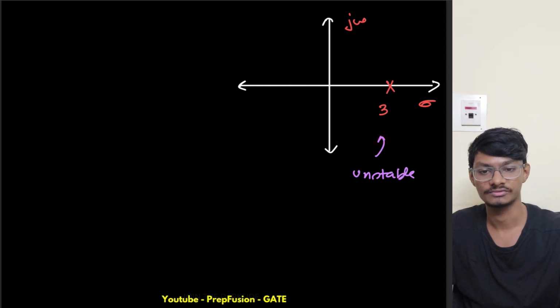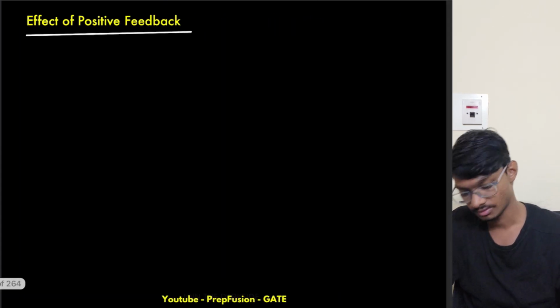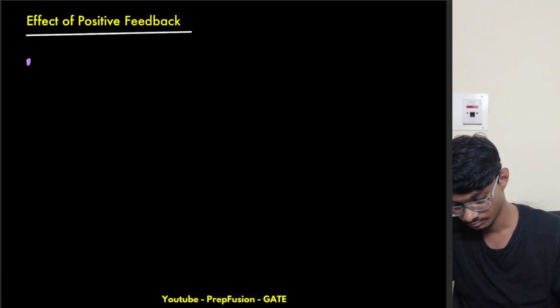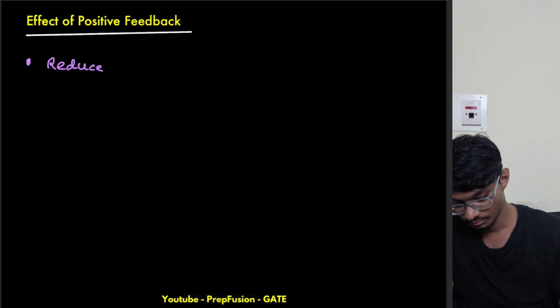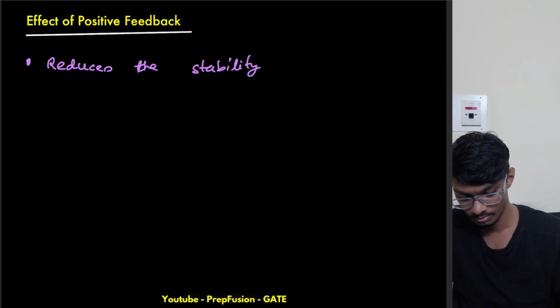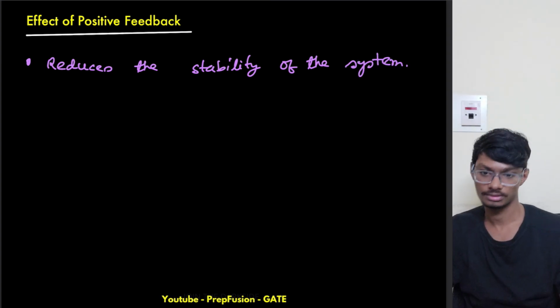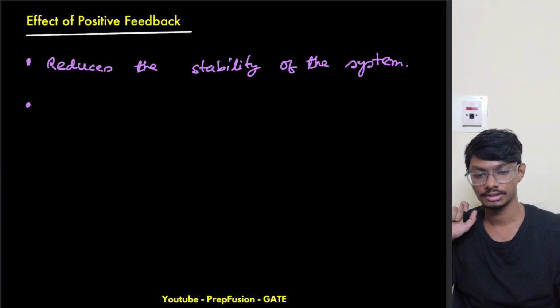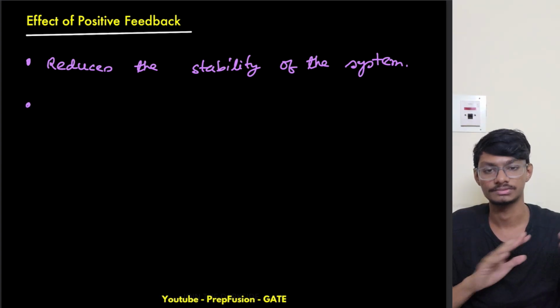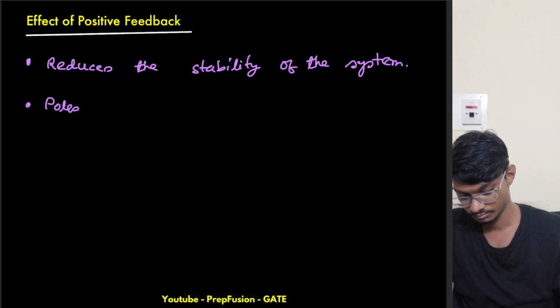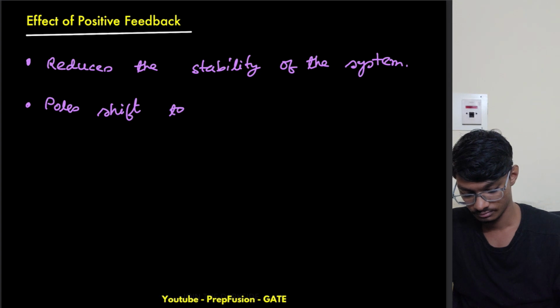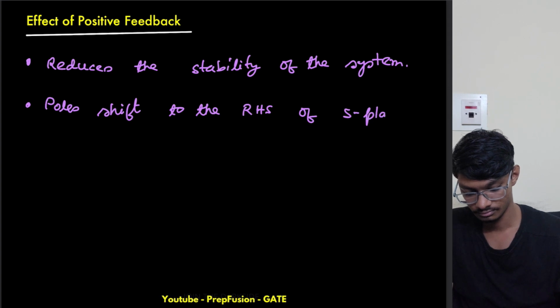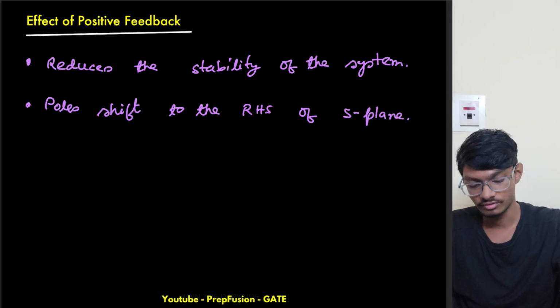So what does positive feedback do? Positive feedback reduces the stability of the system, right? Also, the poles shift to the right hand side of the S plane. So this is the effect of positive feedback.